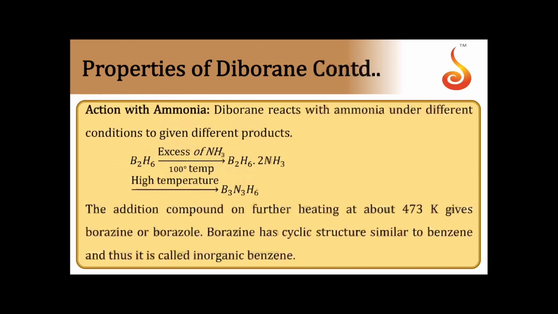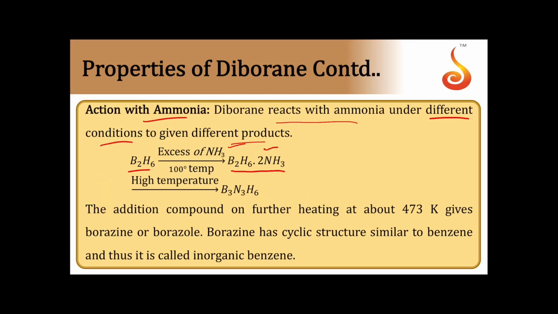Then the properties further, the reaction with ammonia is one of the important properties of diborane. So diborane reacts with ammonia under different conditions to give different types of products. If you take diborane with excess of ammonia at low temperature, it gives us an addition product which is called diammoniate of diborane.